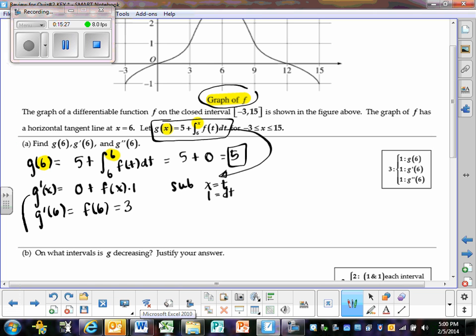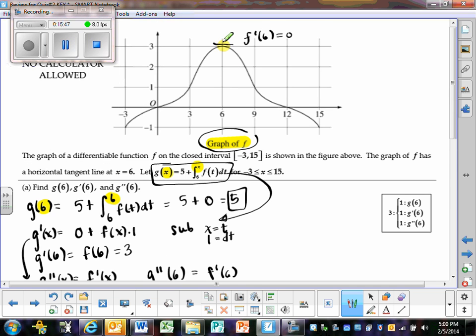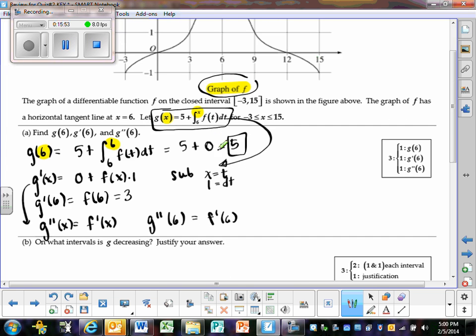Now, using g prime, I will get g double prime of x. So the derivative of g prime is g double prime, which is the derivative of f, so f prime. That means that g double prime of 6 is equal to f prime of 6. Since they told us that f has a 0 slope or a horizontal slope at 6, we already had that value written down, which makes this 0. So the second derivative is 0.